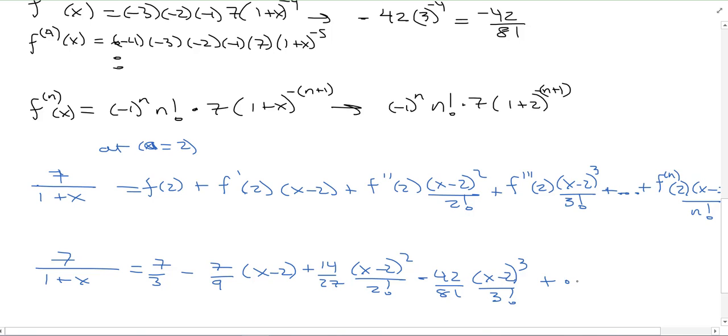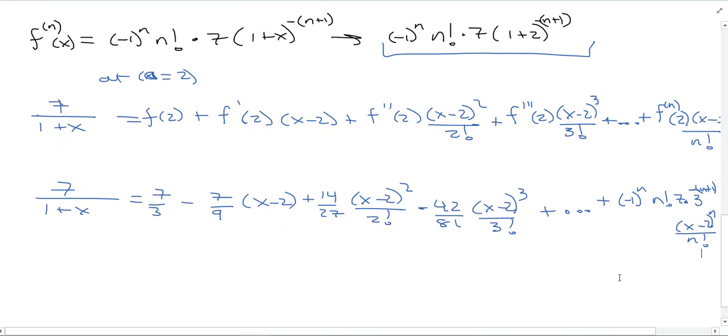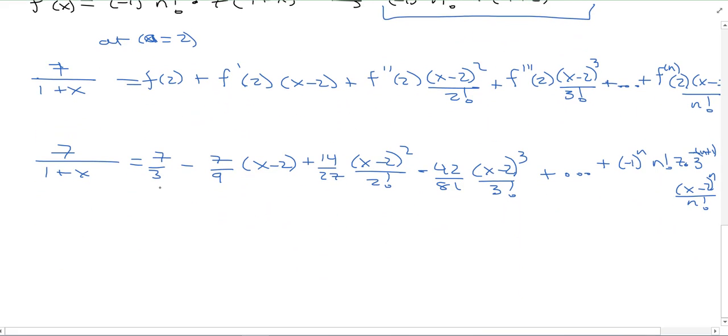So your homework, you would end there, but for our case, now we put in our pattern, right? If we were asked to find the full Taylor series, then this will be minus 1 to the n, n factorial times 7, and then 3 to the negative n plus 1. So we can put that as a denominator, and then x minus 2 to the n over n factorial. So for your homework, this is your answer, the first 4 non-zero terms.